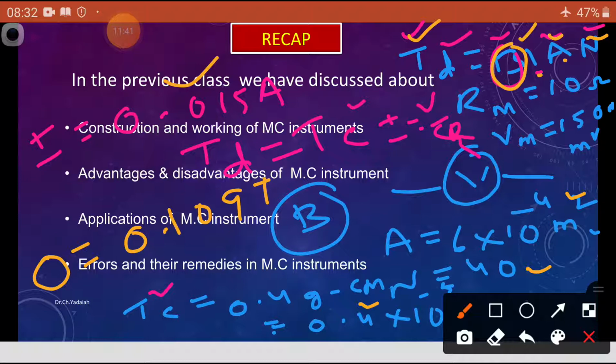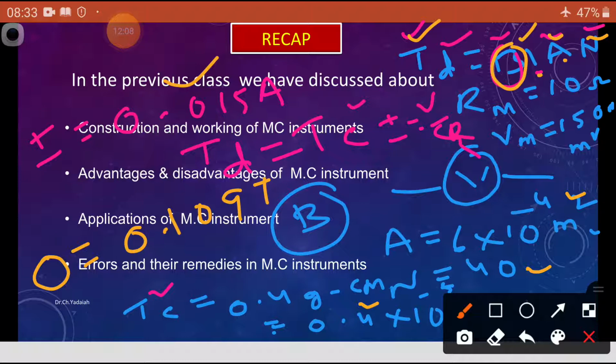Dear friends, once again I am going to explain it. Here the simple formula is TD is equal to B into I into A into N. In previous classes we have known this formula. Now here TD is equal to TC under equilibrium condition. So TC is given, so TD is indirectly given. Now B is not known, we are going to find it, and I is given indirectly.